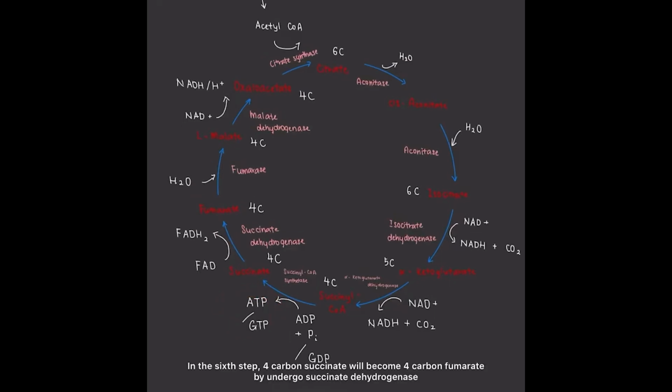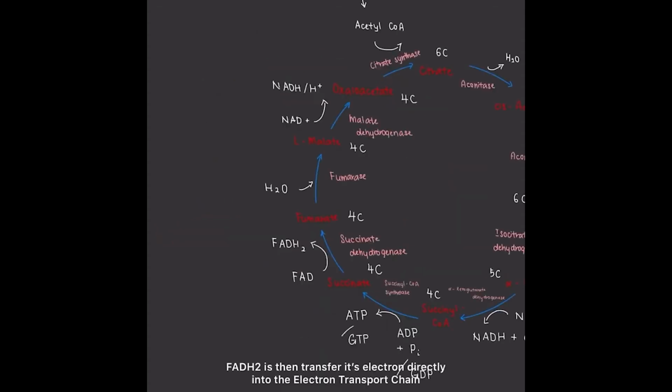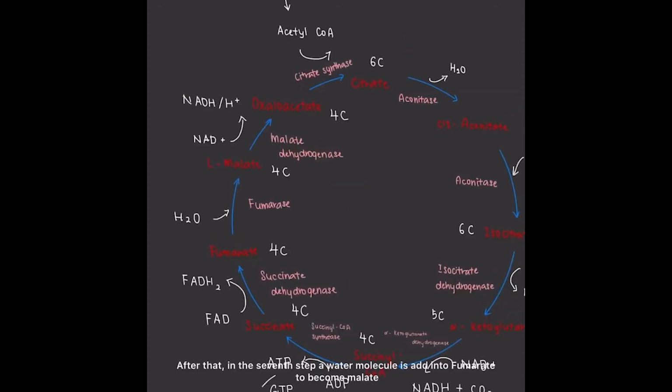In the sixth step, 4-carbon succinate will become 4-carbon fumarate by undergoing succinate dehydrogenase, with FAD becoming FADH2. FADH2 then transfers its electrons directly into the electron transport chain. After that, in the seventh step, a water molecule is added into fumarate to become malate. This process is known as fumarase.